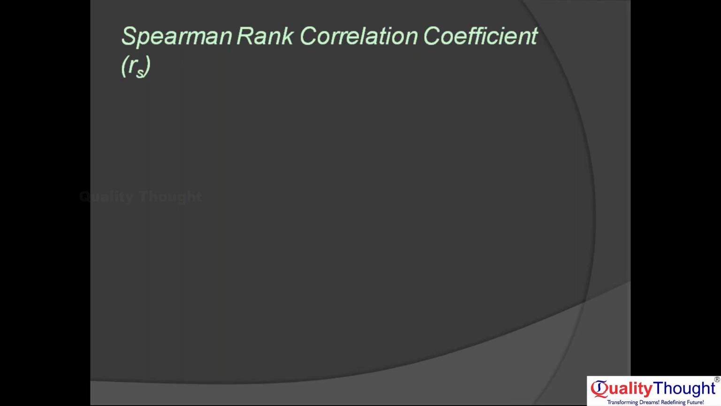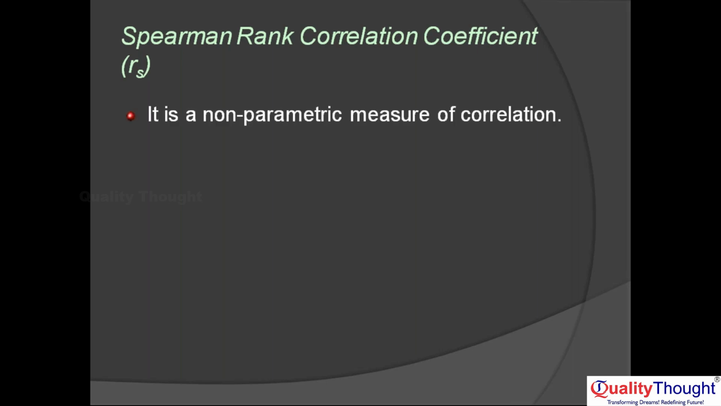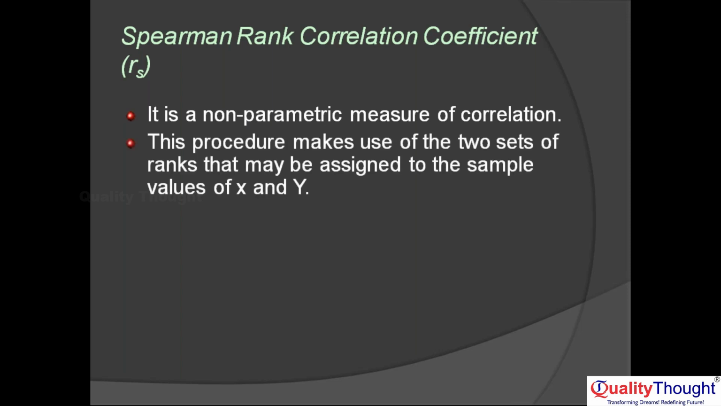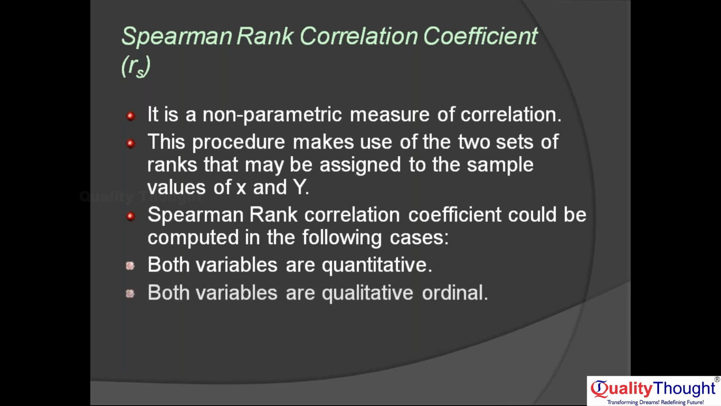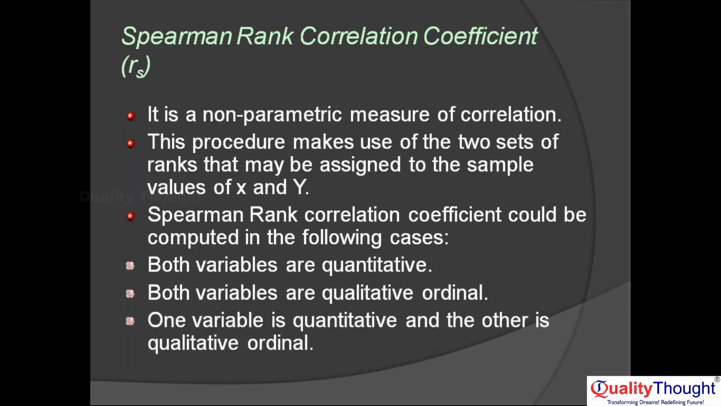So now let us understand one more model called the Spearman rank model. See what we are lacking in Karl Pearson's model. We are lacking with qualitative variables, meaning categorical variables. Hence, the Spearman ranking model will address this issue. This is a non-parametric measure of correlation, where the coefficient is computed whenever both variables are qualitative, or whenever one is qualitative and the other is quantitative.